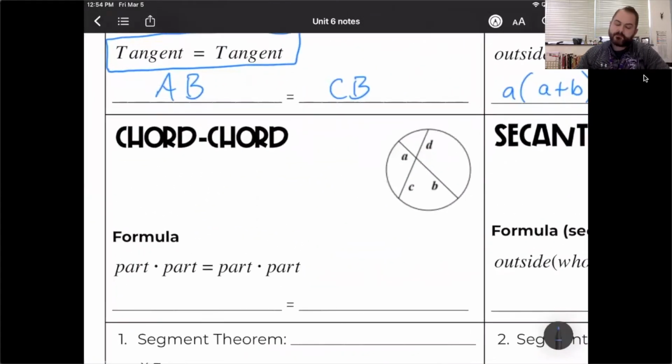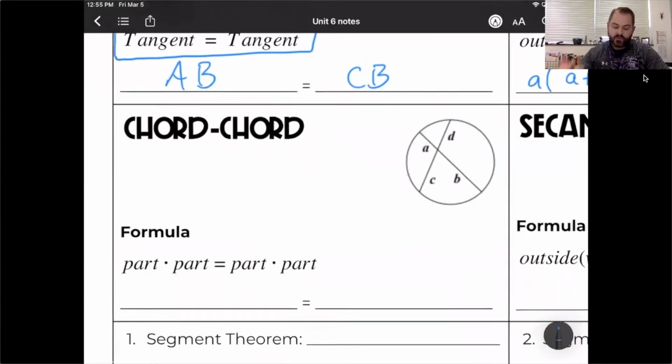Okay, moving forward. We're going to take a look at chord-chord relationships. When I have two chords in a circle that intersect inside the circle, kind of like we looked at last time, we would have interior angles here. Well, we want to look at the segment relationships, and that is very simple. Part times part equals part times part. So when we've got one segment part times its other part, that product would equal this segment part times its other part. So in that case, A times B for this specific problem would have to equal C times D. The parts that get multiplied are from the same segment.